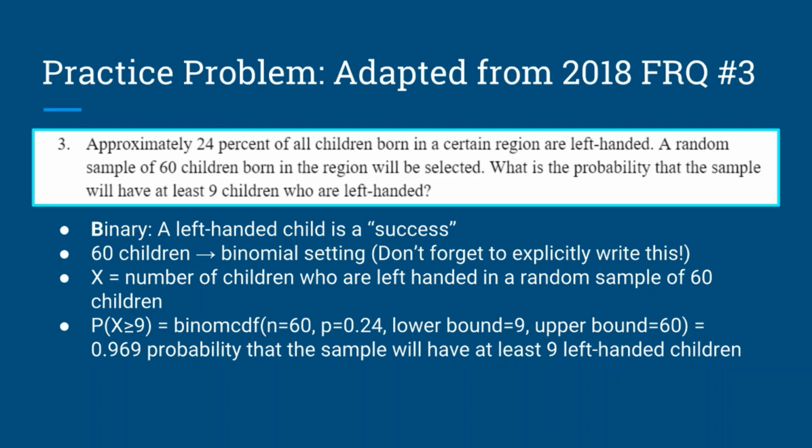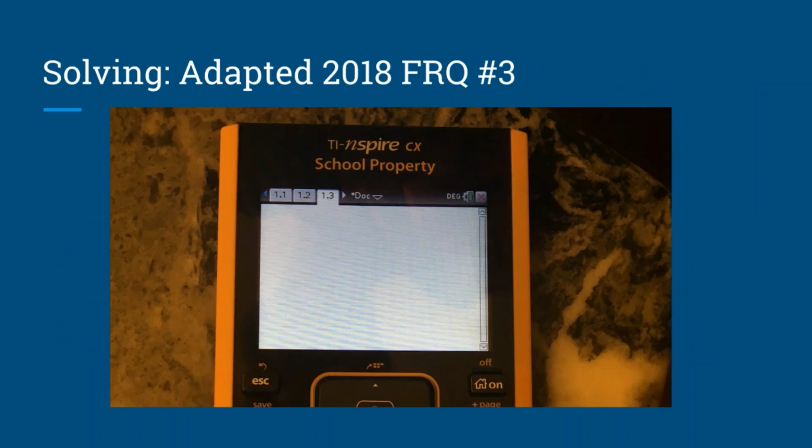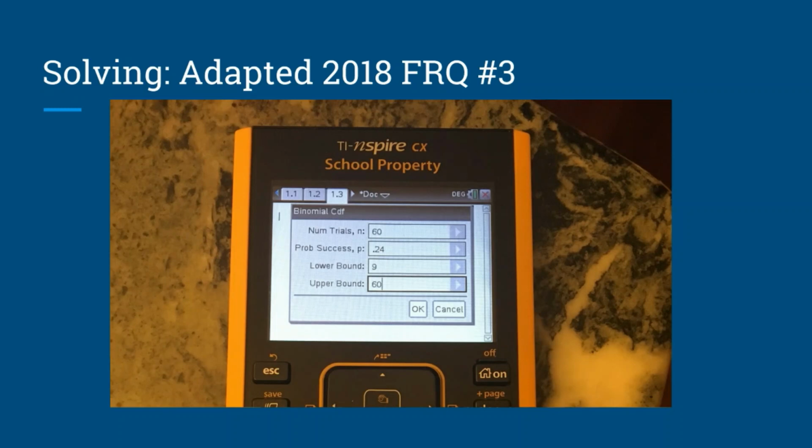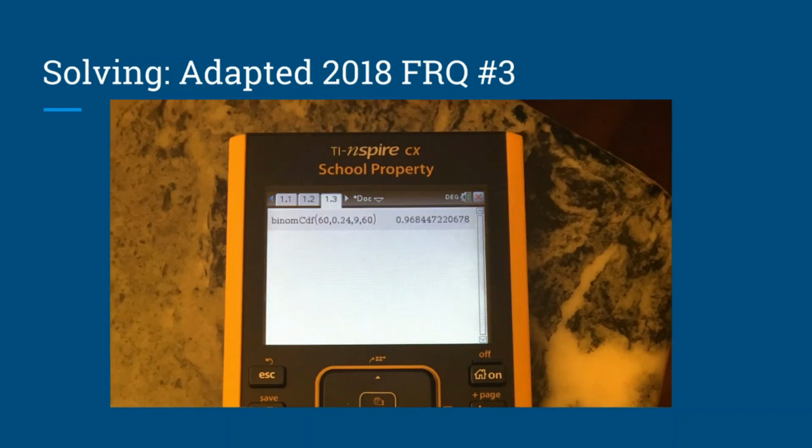So what's the probability? There's an equation on your equation sheet, but it's hard, so just let your calculator do it for you. We'll put in n equals 60, p equals 0.24, and 9 for lower bound, 60 for upper bound. After all, you can only have at most 60 left-handed children in a sample of 60 children. So we get a final answer of probability 0.969.